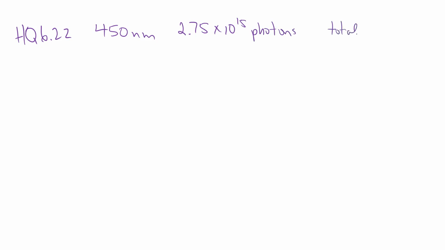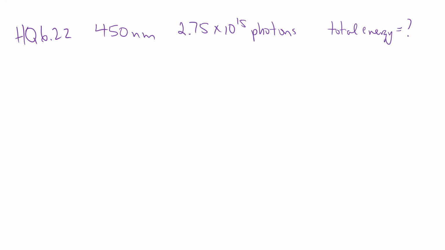So for homework question 6.22, we're told that we have a laser with a wavelength of 450 nanometers, and it generates a pulse at that wavelength that contains 2.75 times 10 to the 15 photons. They want to know the total energy, is what we're looking for.